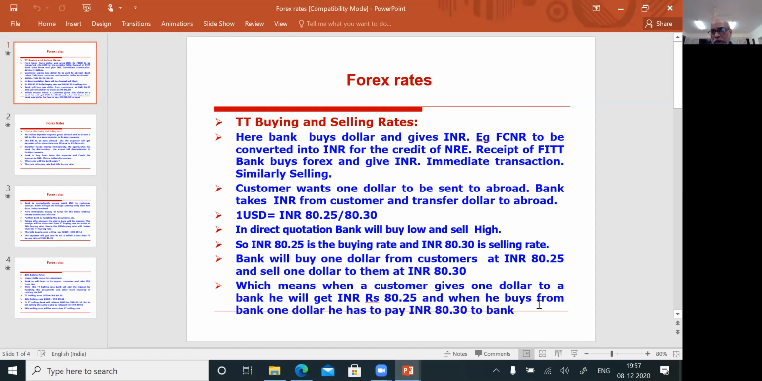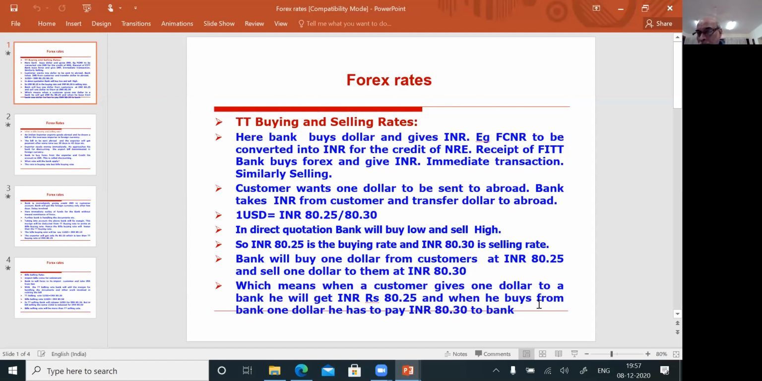Okay, so suppose a customer is coming and says, sir, I have got an FITT, please convert and give credit to my account. Sir, I have an FCNR deposit, please convert and give credit in my account. You are the banker, you have to buy the foreign currency from him and give credit in Indian rupees. On one hand you got the foreign currency, on the other hand you are giving Indian rupee credit. So the rate applied here is called the TT buying rate.